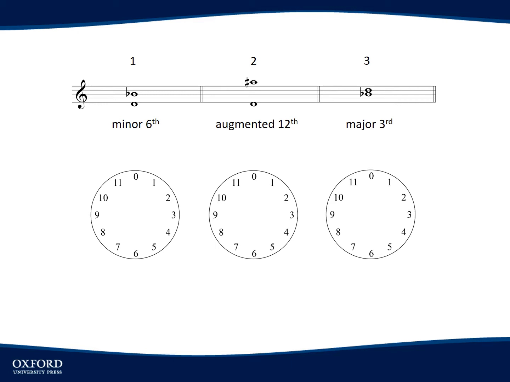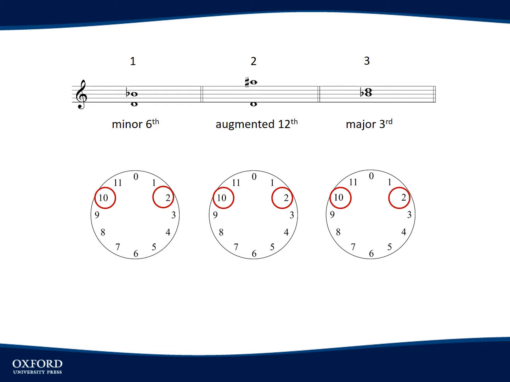First, let's circle the notes on the clock face. Remember that pitch class 0 is C in our system, and then the other numbers represent moving up by half step from there. For a review on how to find pitch class numbers, please refer back to that section of the book before proceeding. Number 1 is between D and B flat. Number 2 is between D and A sharp, and number 3 is between B flat and D.